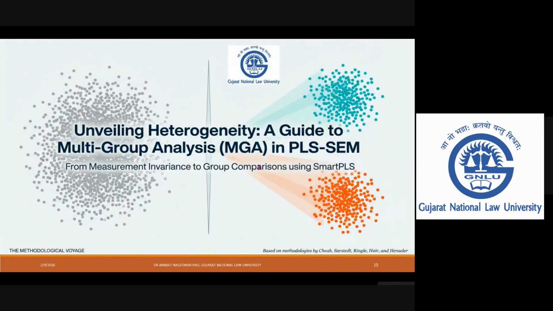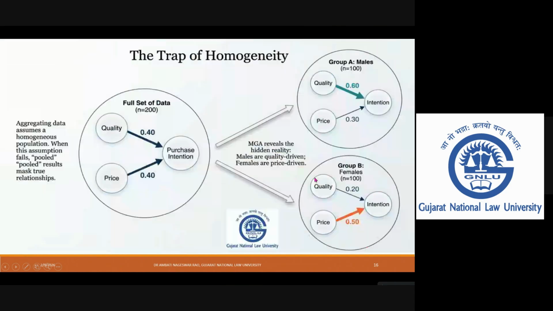Whenever you deal with categorical data, like age, younger age, elderly age, or gender, male, female, how are we going to conduct the moderation analysis? That is known as multi-group analysis, which we are going to carry out, from measurement invariance to group comparisons using SmartPLS.